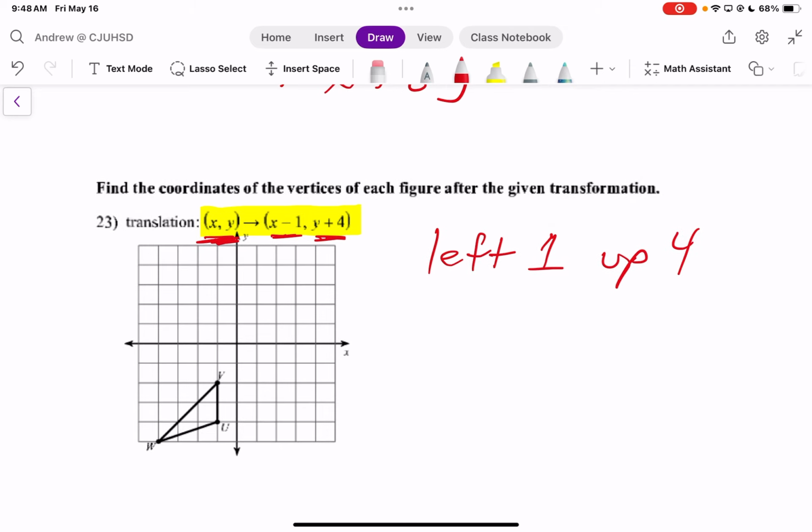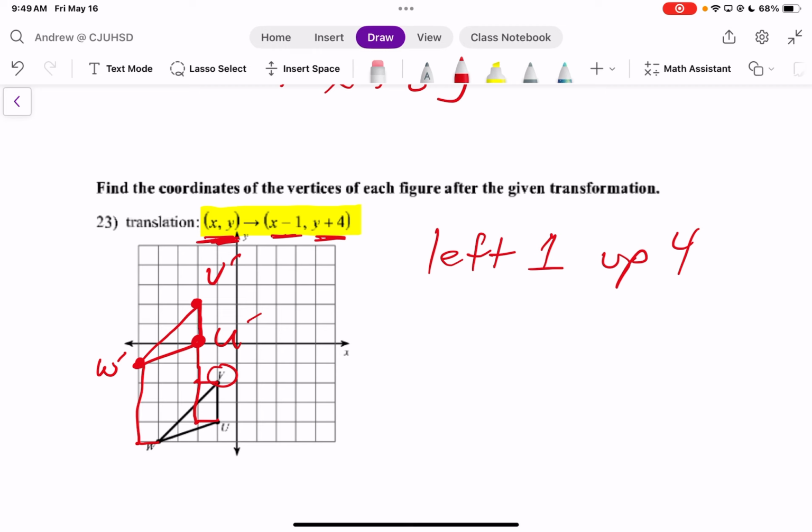So take every point and just go, like, I'm going to start here at y. I'm going to go left 1 and up 4, and that's the new point. I guess that's v, right? So that'd be v prime. Take the u left 1 and up 4. And here we go. Thank you. And that would be the u prime. And then finally for w, left 1 and up 4 takes you right here. You won't actually have to label the points for the test.